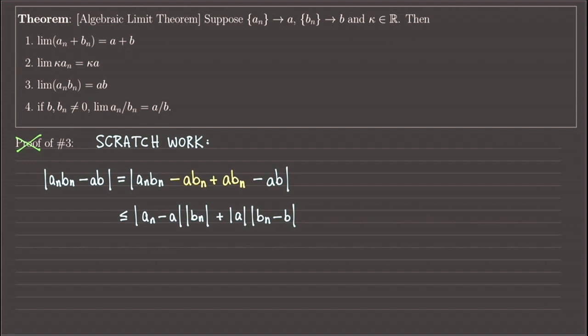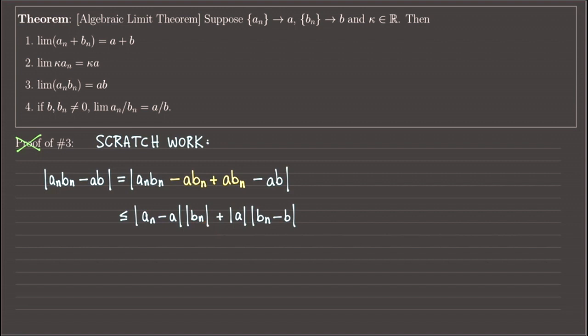Okay, now let's look at this. a_n minus a, this is a great thing to see because we know that a_n converges. b_n minus b is also a great thing to see because b_n converges. Absolute value of a is just a number. Could be 0, could be 100, but it doesn't matter, it's just a number. The only thing here which might seem a little hard to deal with at first is b_n.